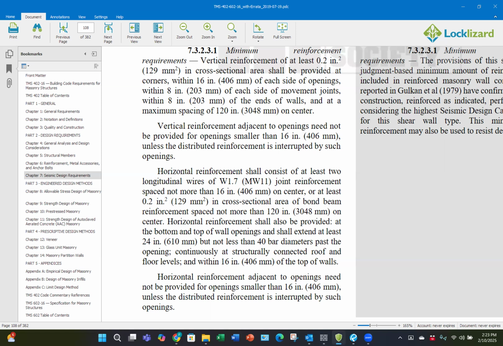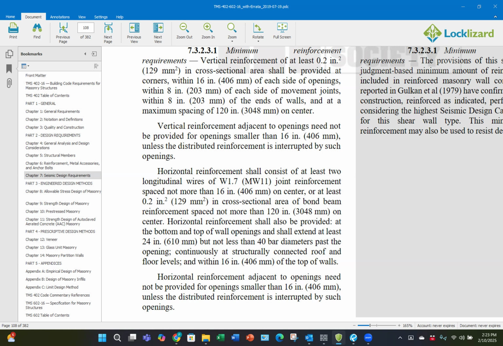in Chapter 7, which is our seismic design requirements. Other than that, there are no specific limits in our TMS 402 code on vertical reinforcement size or spacing beyond what is required based on our structural demand.